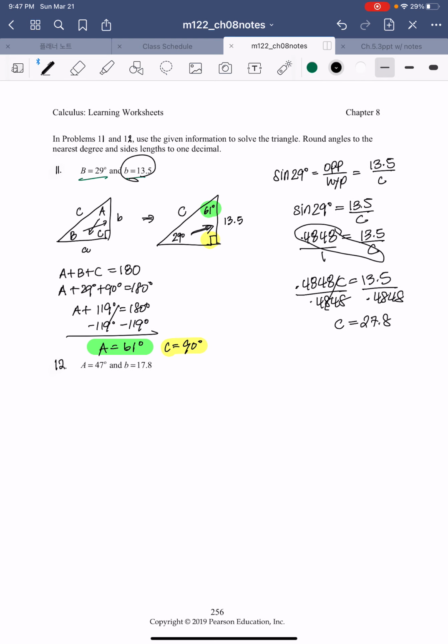27.8. So this one over here will be 27.8. And then I'll just highlight this because this is something that I found. Now we have one last one, side A. We have to find side A. Now you can choose 29 and then set up, or you can use 61. You have two choices. You're going to get exactly the same.